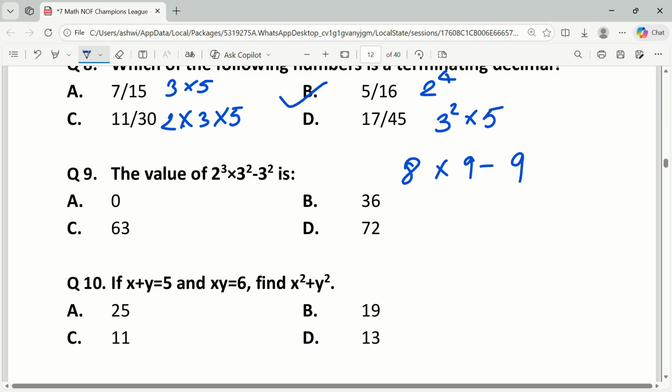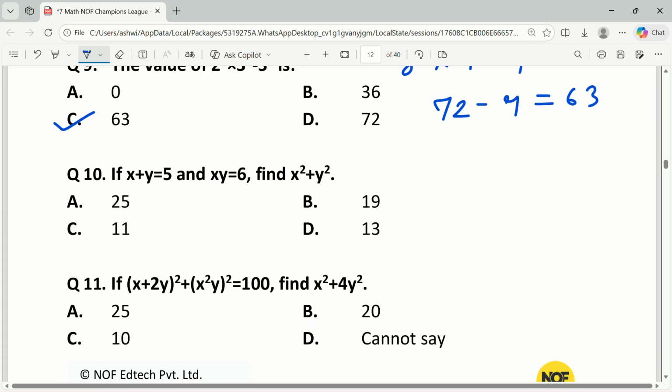Multiplying, performing multiplication first and then subtraction, that is 8 9s are 72 minus 9, which is 63. Comparing with the options, the answer is C, 63.